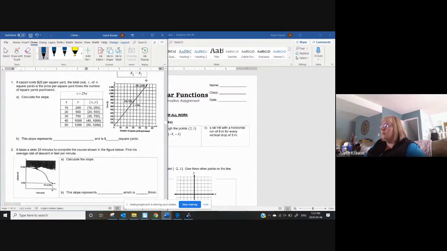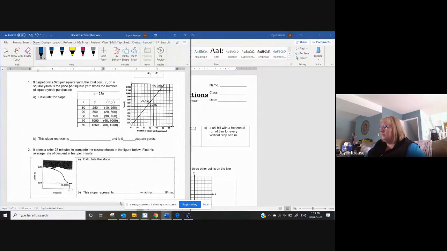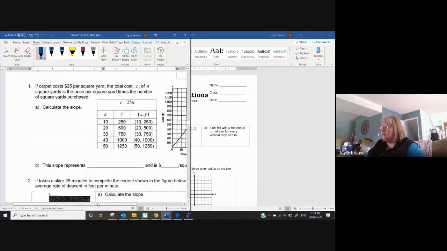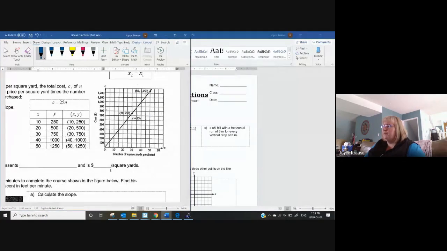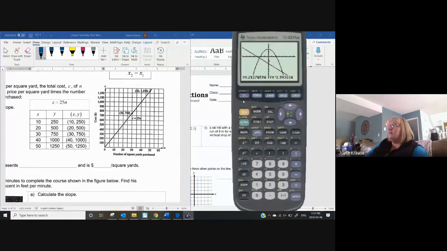All right, so this graph here, I'm going to zoom it in a little bit. This is a question from your guys's homework that you would have done. We can graph that on our calculator. So I'm just going to clear everything out of here.